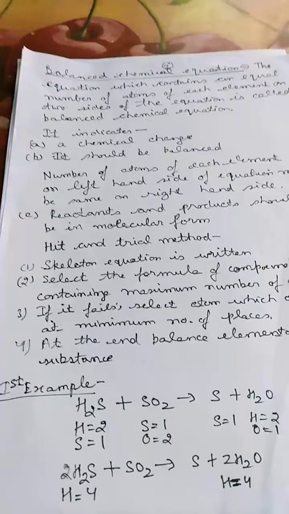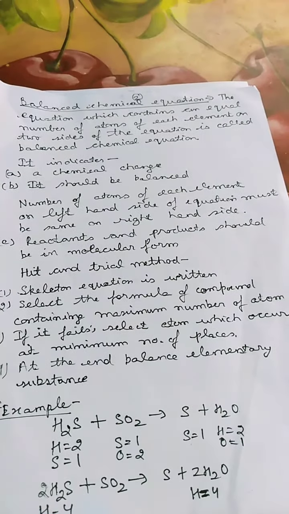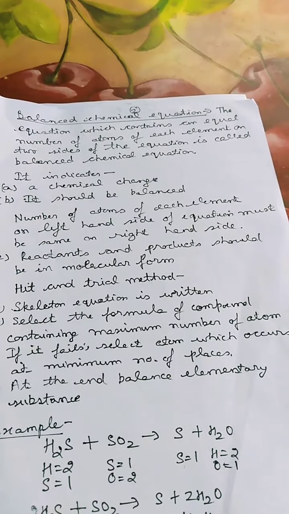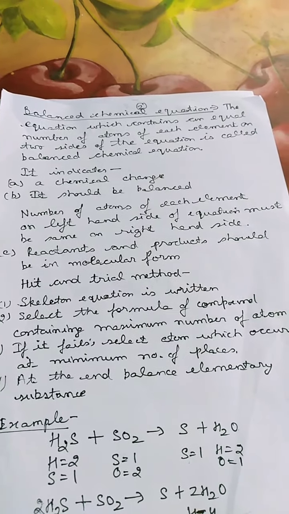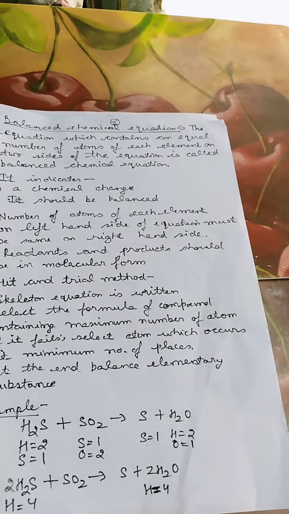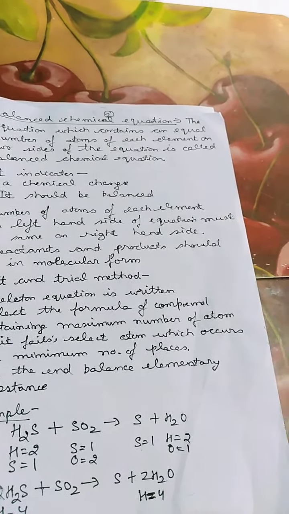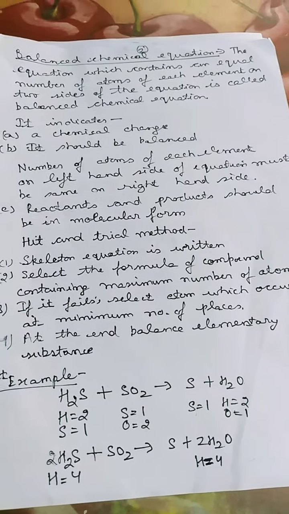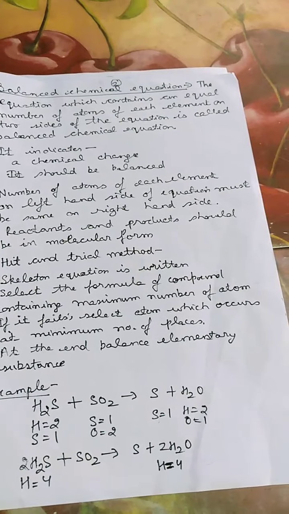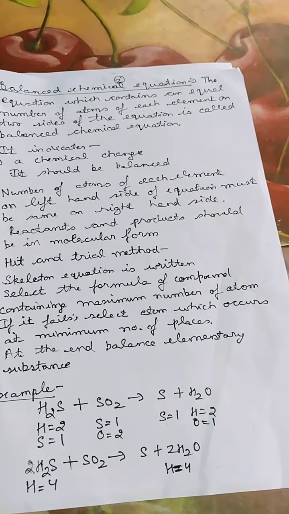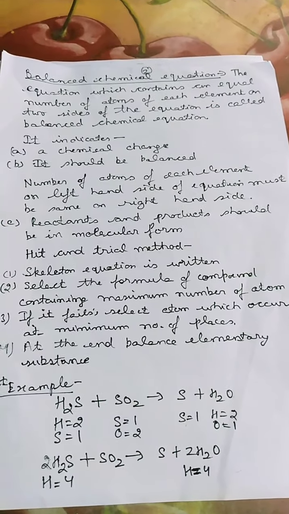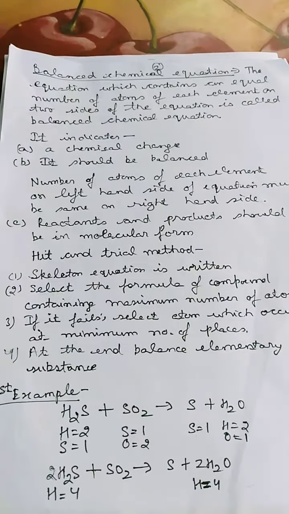Now what does it indicate? A chemical equation indicates a chemical change and it should always be balanced. And the number of atoms of each element on the left hand side of the equation must be equal to the right hand side of the equation. Third important point is reactants and the products should be in molecular form. These are some important points regarding the balancing of chemical equation.